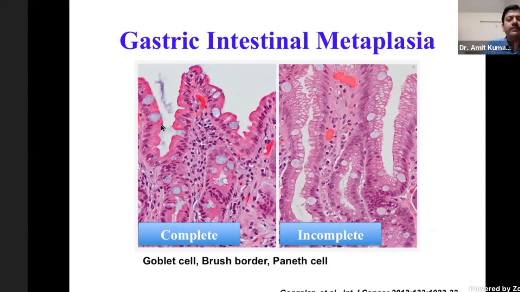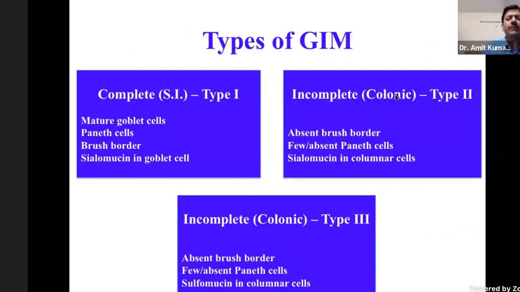You see the brush border here, the mature goblet cells. If the epithelium resembles colonic epithelium, then it is called incomplete metaplasia. So if it is small intestinal epithelium, it is called complete metaplasia. Colonic epithelium, it is called incomplete metaplasia. So they are divided into type 1, 2, and 3.